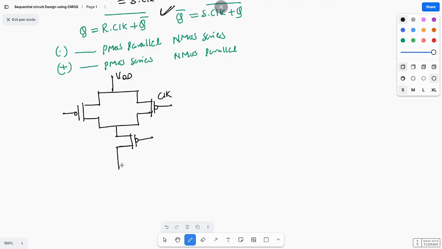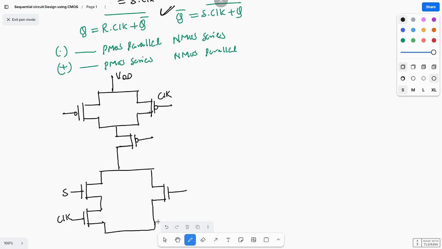And coming to the NMOS. Here S and Q means these two are in series. This is S and this is clock, and parallel with Q. So here you'll get it like this. This is the output. This is my Q bar.